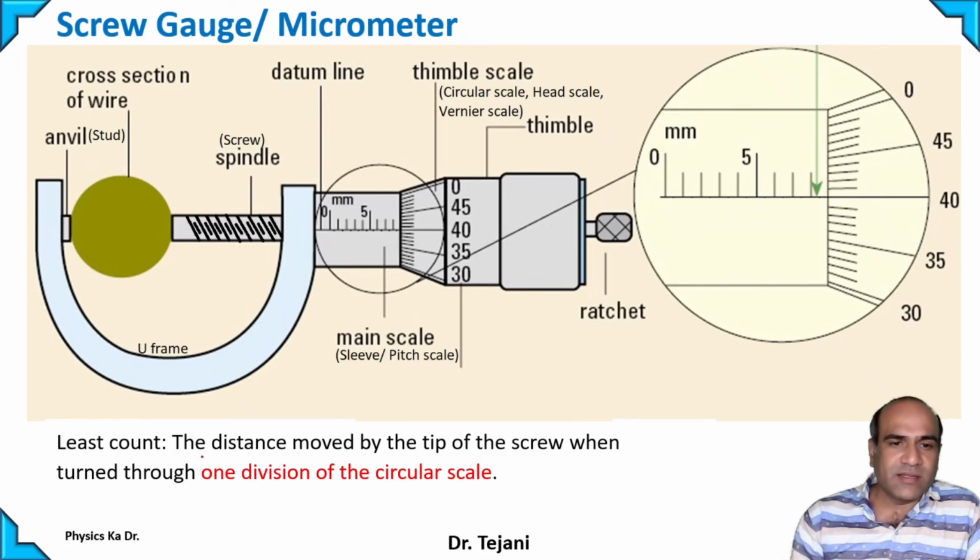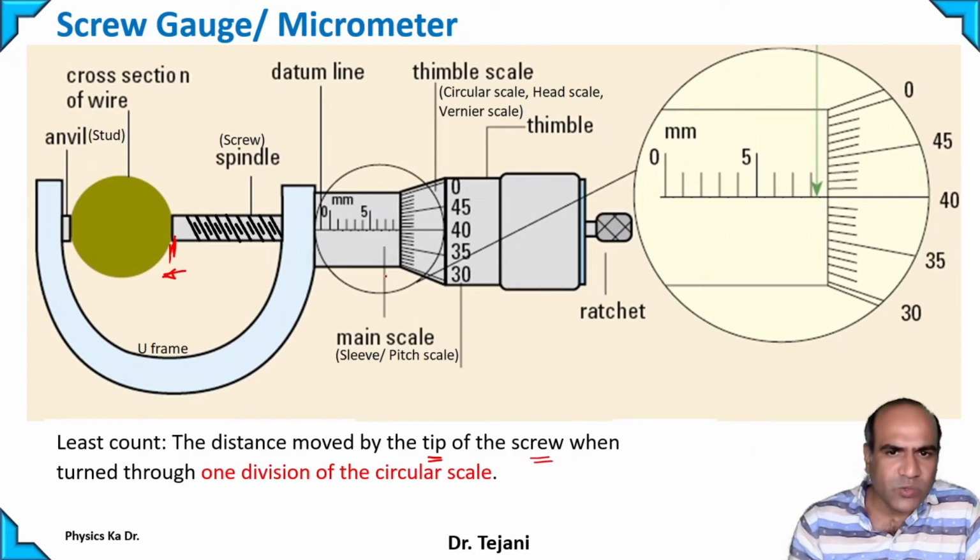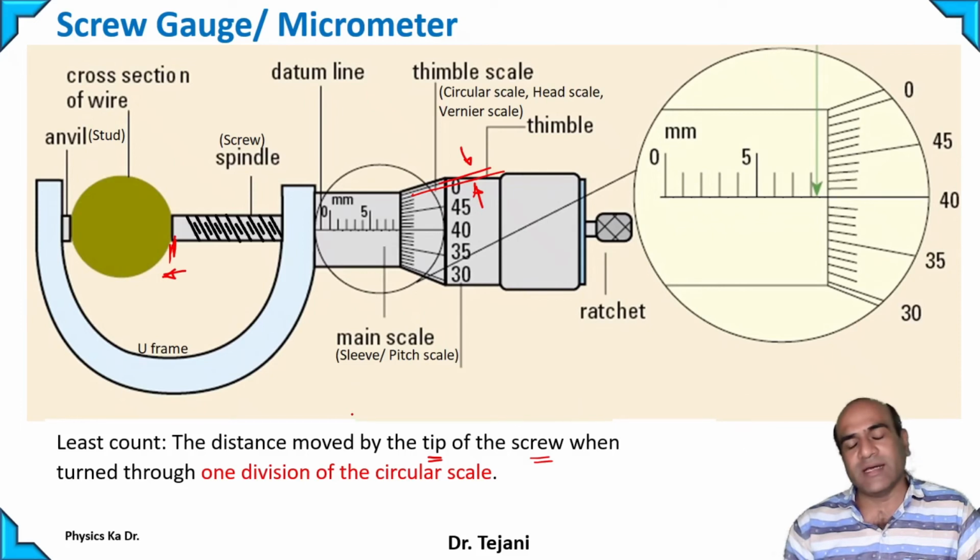So what it is saying is the distance moved by this spindle, or you can say the tip of the spindle or the tip of the screw, when it is turned through one division. Which one division? This is one division. From that we can find the least count of this scale.